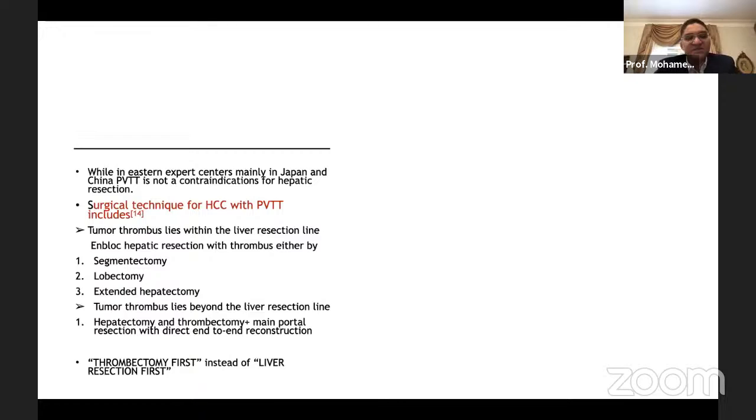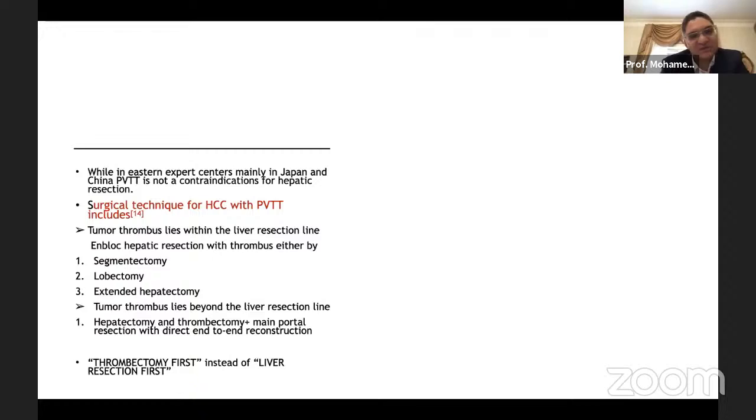Surgical technique for HCC with portal vein tumor thrombus mainly depends on the site or location of the tumor thrombus as regards the main tumor.